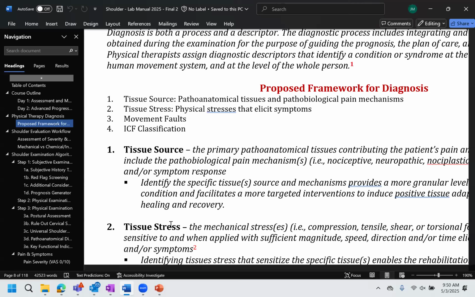And so on, right? And so I would say that is the first element of a communicative point. The second is, what is the tissue source? What is the tissue stress that is pissing that said tissue off? What are the movement faults, which was offered by the MSI example? And then what is the ICF classification? Because a lot of our clinical practice guidelines are moving us towards these large buckets, which are helpful because they also help to guide communication and prognosis and thus interventions.